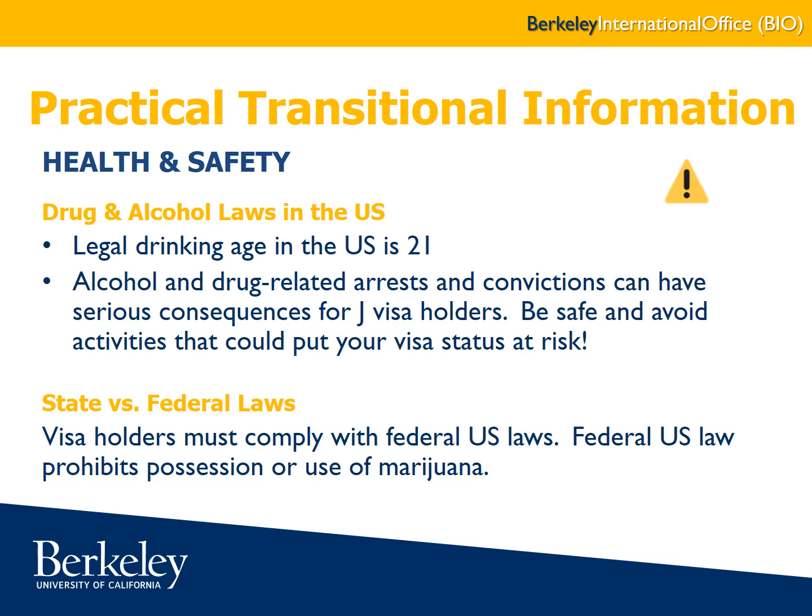Remember that the legal drinking age for anyone in the U.S. is 21. Alcohol and drug-related arrests and convictions can have serious consequences for J visa holders. Be safe and avoid activities that could put your visa or legal status at risk. Additionally, visa holders must comply with federal U.S. laws. Federal U.S. law prohibits possession or use of marijuana. So, although California state law allows for marijuana use, federal law does not, and you must follow federal law.